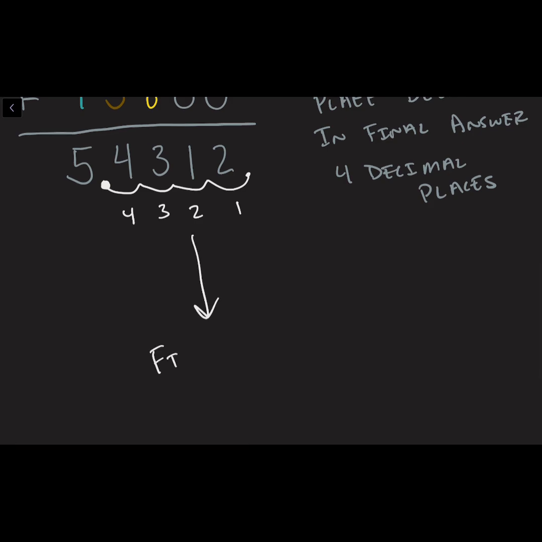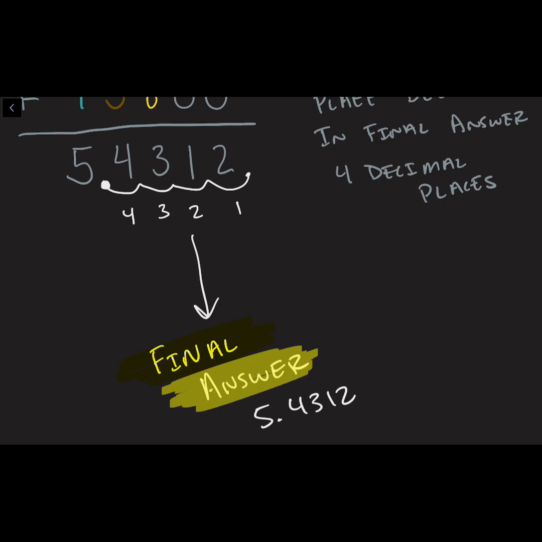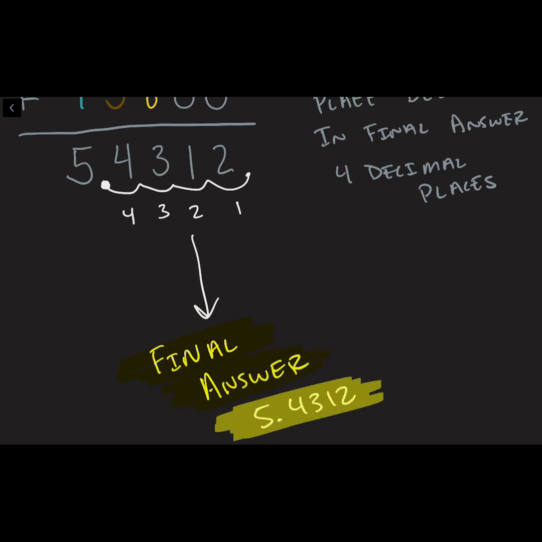Told you I was gonna find the final answer. So look, we got the final answer. And our final answer is going to be 5.4312. Highlight that in, make it shine, shine and glisten. And hey, this our final answer, 5.4312.